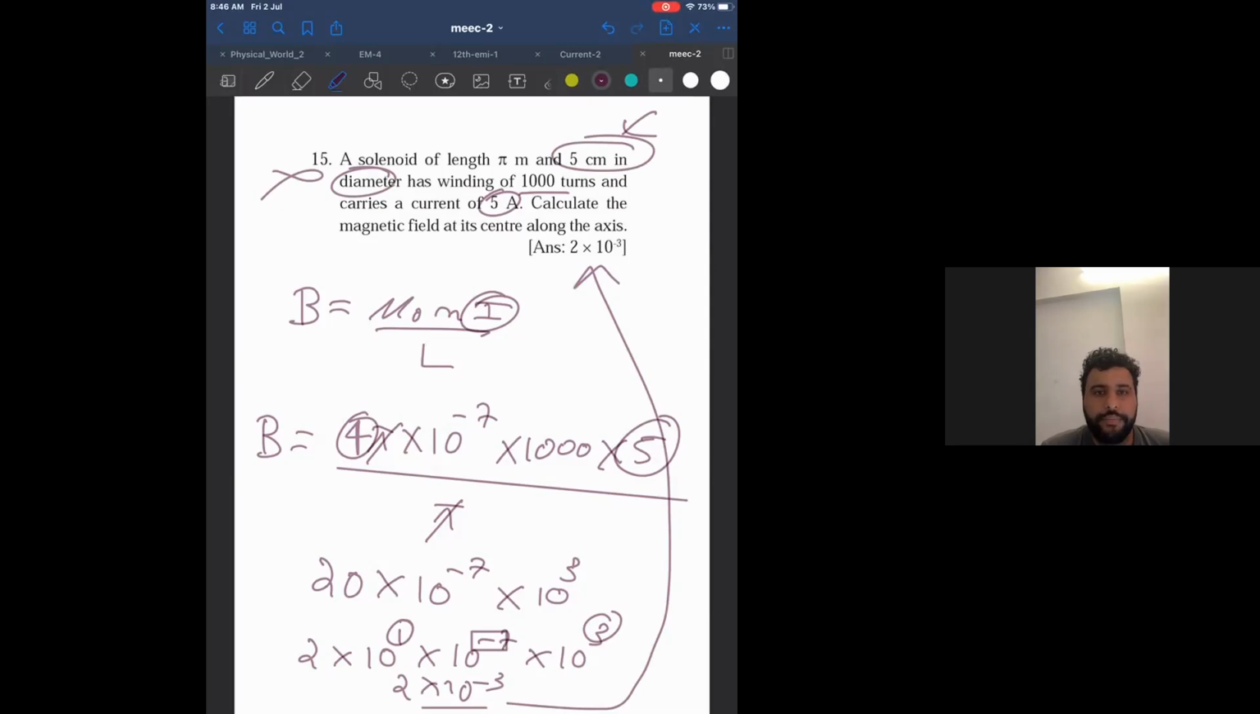Got it? Yes, sir. Sir, what is the unit? Tesla, or Weber per meter square, or Newton per ampere. Now the last one is finished. Shall we go to the last application?